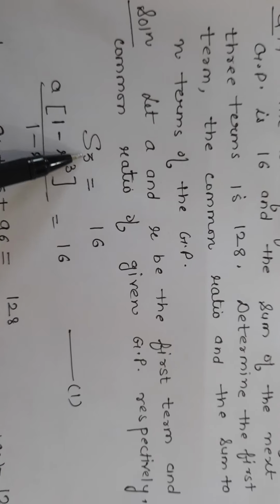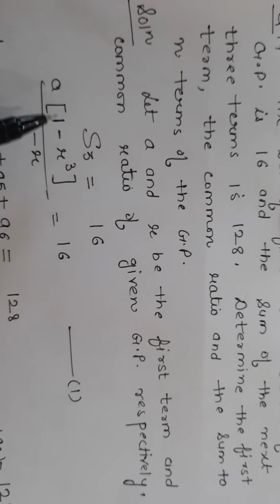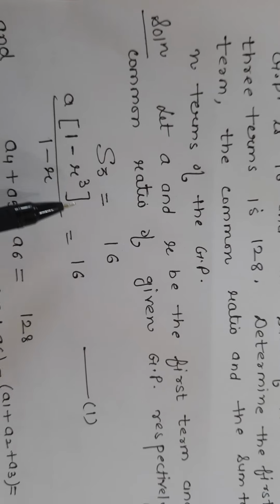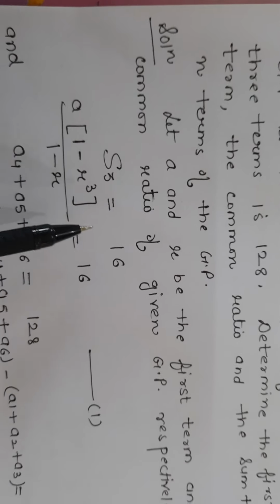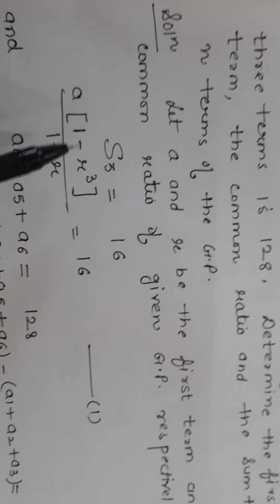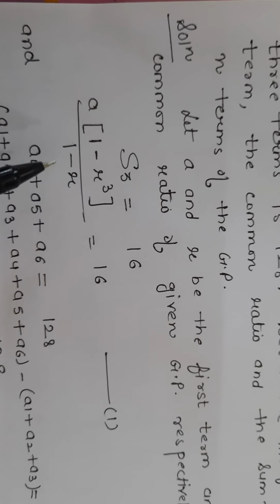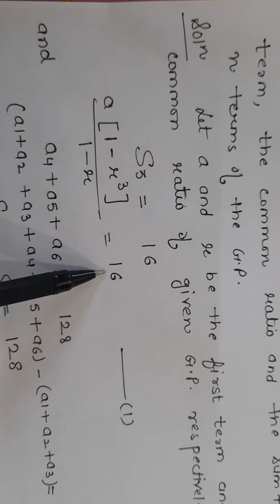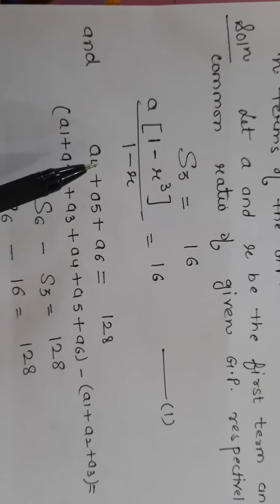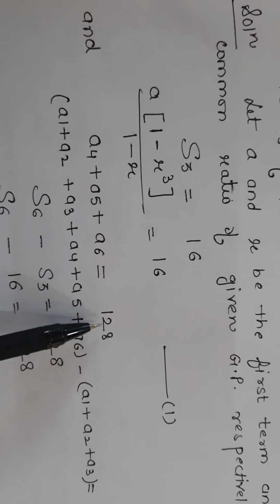Now the sum of first three terms, that means S3 is 16. Apply the formula. This is A. Let me suppose that the common ratio is less than 1, or you can also suppose that this is greater than 1. It's your choice. So this is A into 1 minus R raised to the power 3 upon 1 minus R is 16. Sum of next three terms, that means A4 plus A5 plus A6 is 128.